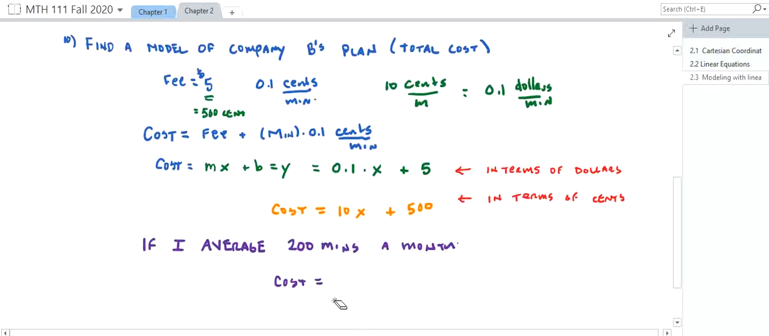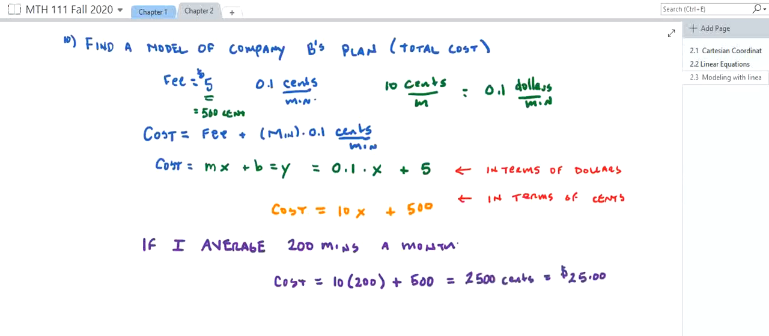I guess we'll use the cents one. 10 times 200 plus 500 equals 2,500 cents, and that equals $25.